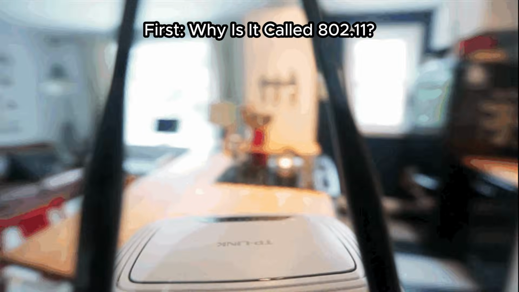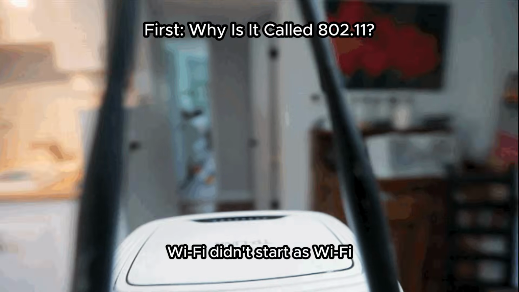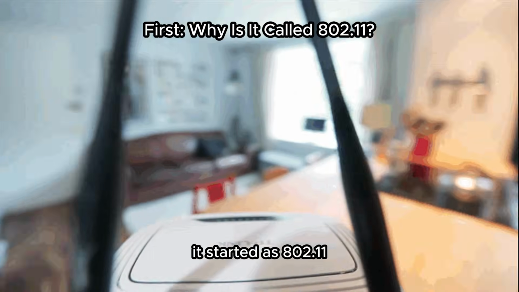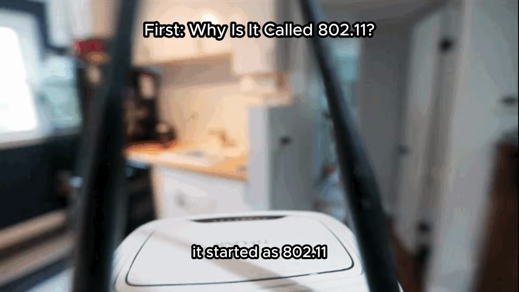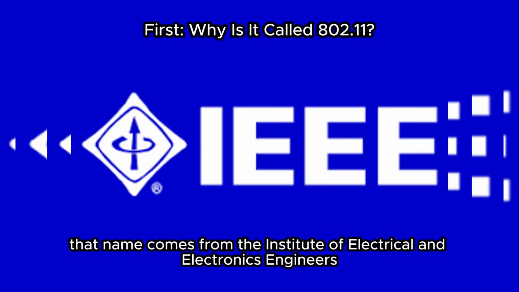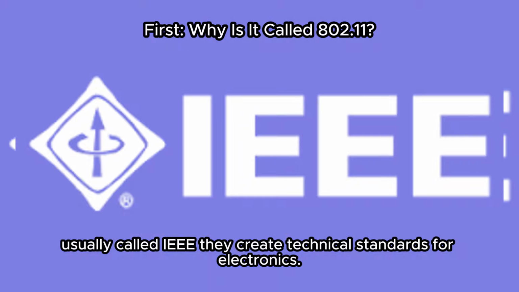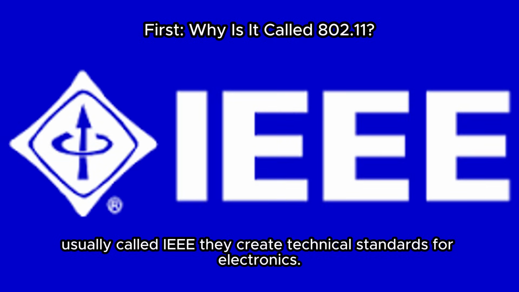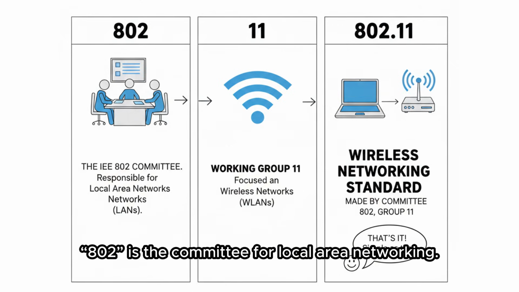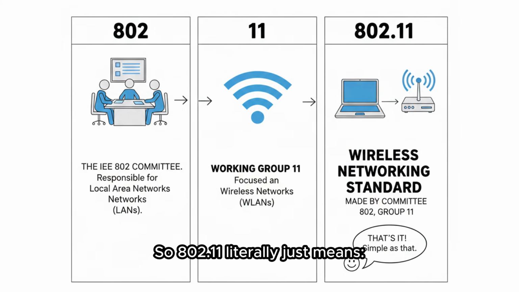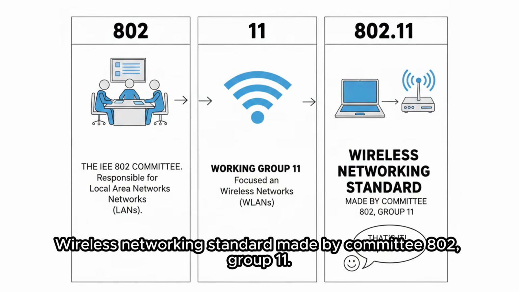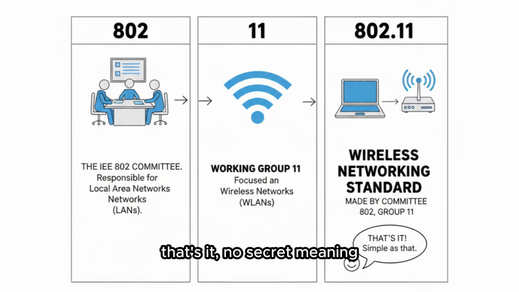First, why is it called 802.11? Wi-Fi didn't start as Wi-Fi. It started as 802.11. That name comes from the Institute of Electrical and Electronics Engineers, usually called IEEE. They create technical standards for electronics. 802 is the Committee for Local Area Networking. 11 is the Working Group for Wireless Networking. So 802.11 literally just means Wireless Networking Standard made by Committee 802, Group 11. That's it. No secret meaning.